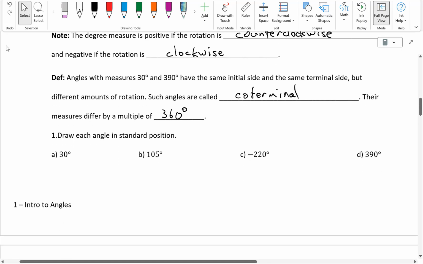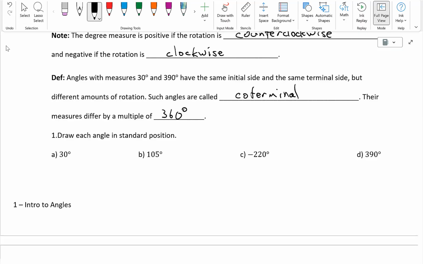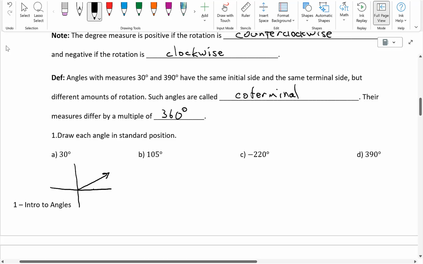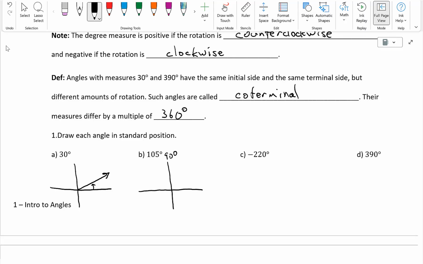And so as we label the angles here, the differences in the rotation will be drawn with an arrow. So we're going to draw each angle in standard position. We start with 30 degrees. So that's going to be just a third of the way through quadrant 1. And put a little arrow there to show our rotation counterclockwise for the positive angle. 105 degrees would take us slightly into quadrant 2 because it's more than 90 degrees. So we can mark an angle and show the rotation.